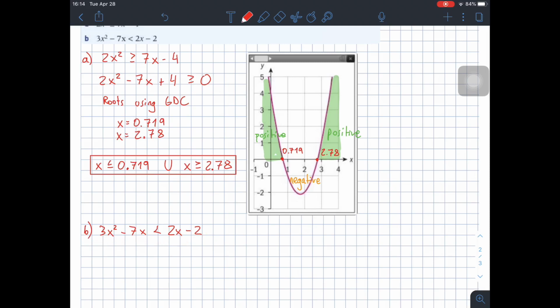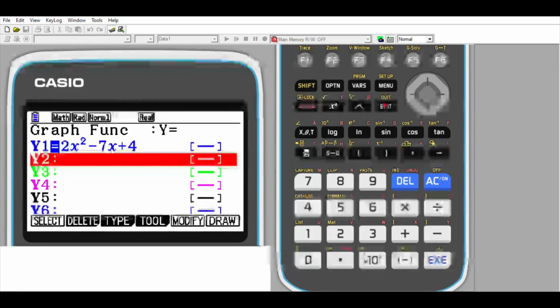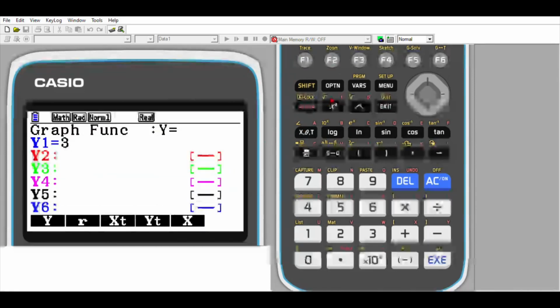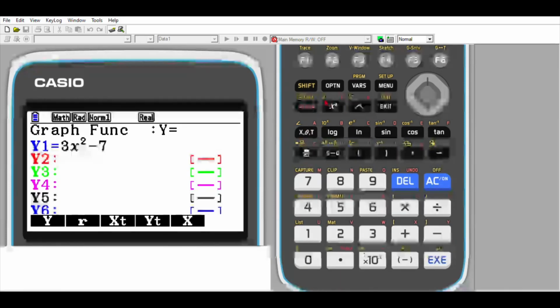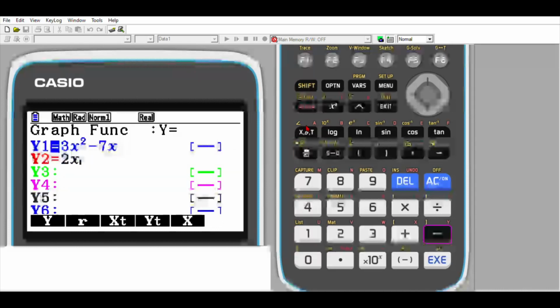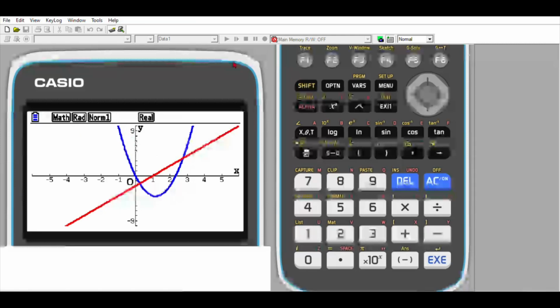So if we go back to the calculator now, let me go back to the problem, to the graph. This is my new graph. I'm going to erase this, and I'm going to write first the quadratic equation, which is 3x squared minus 7x. And the second equation is a linear function, which is 2x minus 2. If we plot this, let's draw this and see what happens. We get a quadratic function, the first one, and a linear function, the red one over there. So we want to see, the condition was that the quadratic function should be less than the linear function.